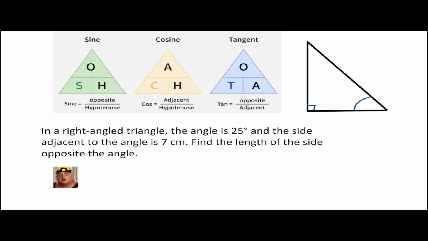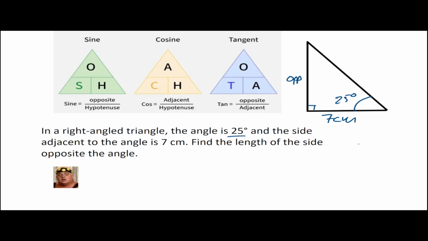And yet another one. This time we have a right angle triangle, as always. The angle is 25 degrees. Obviously this is not to scale. And the side adjacent to the angle is 7 centimeters. The adjacent side is, of course, the side between the right angle and the theta angle, and we're told that's 7 centimeters, and then it wants us to find the length of the opposite side.